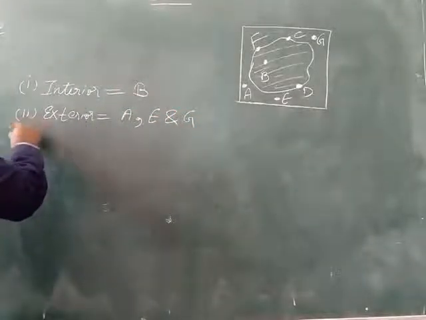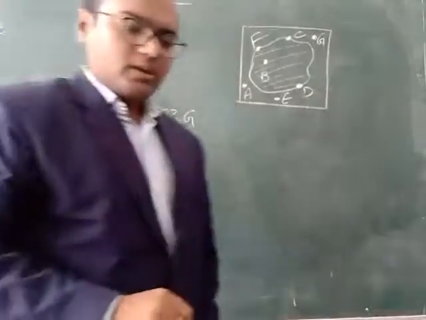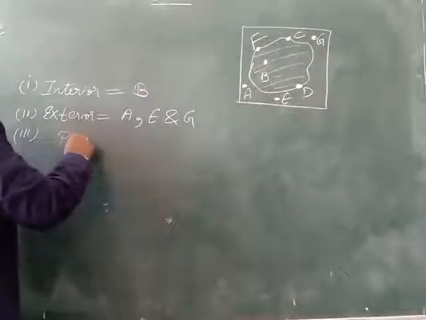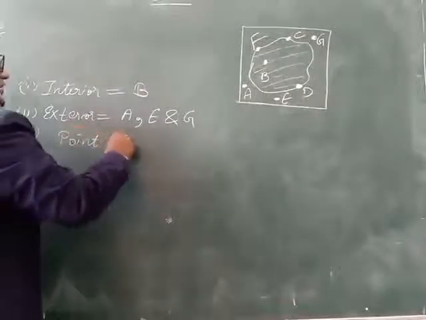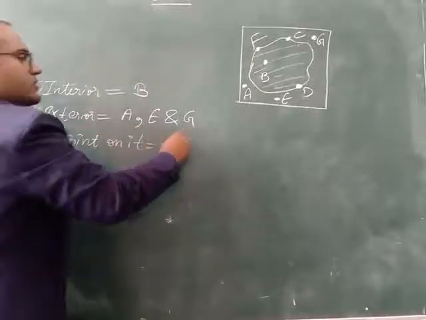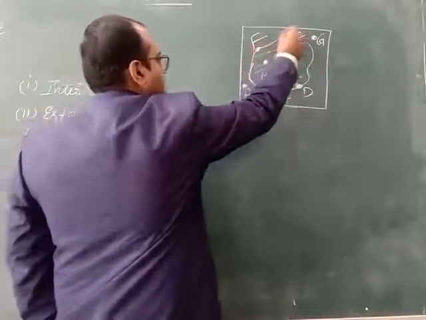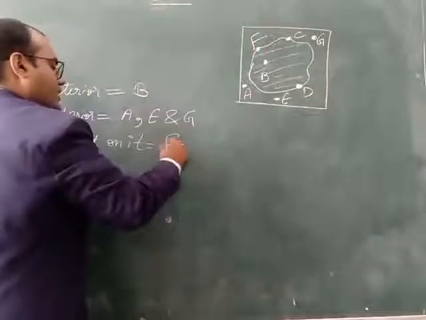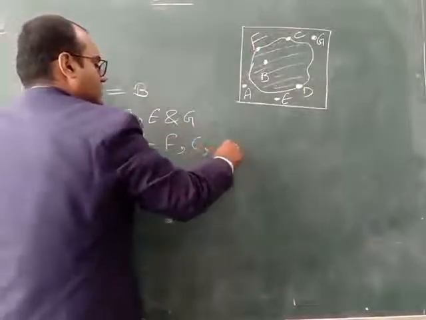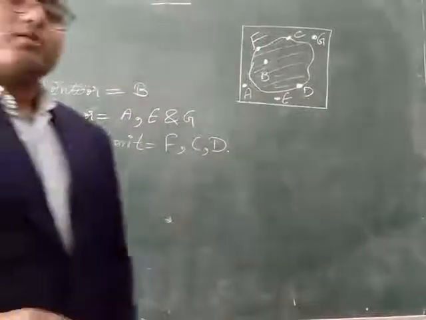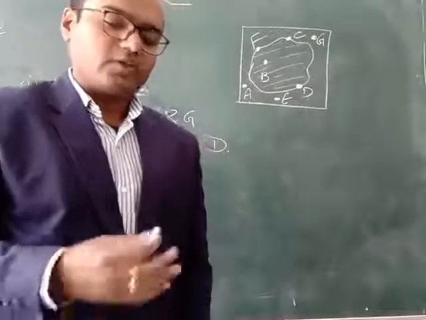Third part, the points on it. We have to write the points on it. On it means on the figure. So on this line, 3 points are coming: F, C, and D. So we will write F, C, and D. This is the answer of question number 9. So like this, you have to do question number 9.